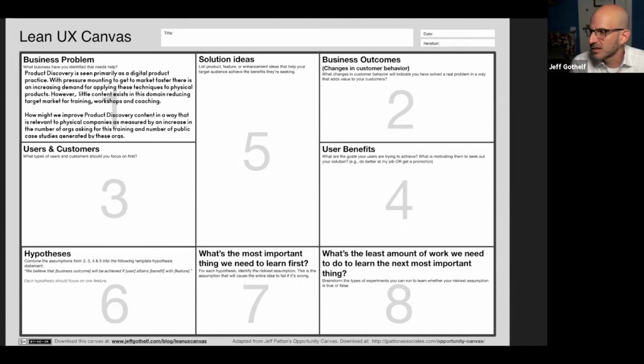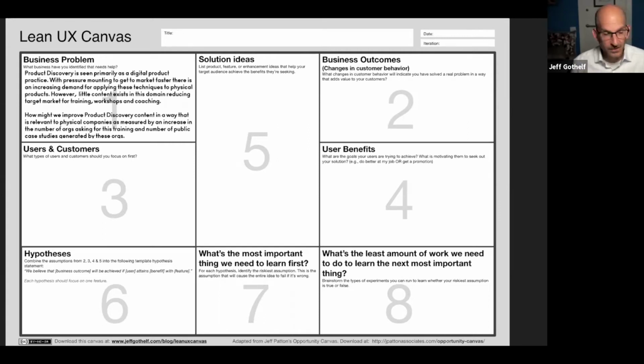So how might we, in this case, me, improve product discovery content in a way that is relevant to physical companies, as measured by an increase in the number of organizations asking for this training? That's the behavior change I'm looking for. And the number of public case studies generated by these organizations. So the high level measures of success is that I'm getting inbound inquiries from physical manufacturing and industrial manufacturing companies, and they're writing case studies about this. That's the problem I'm trying to solve.